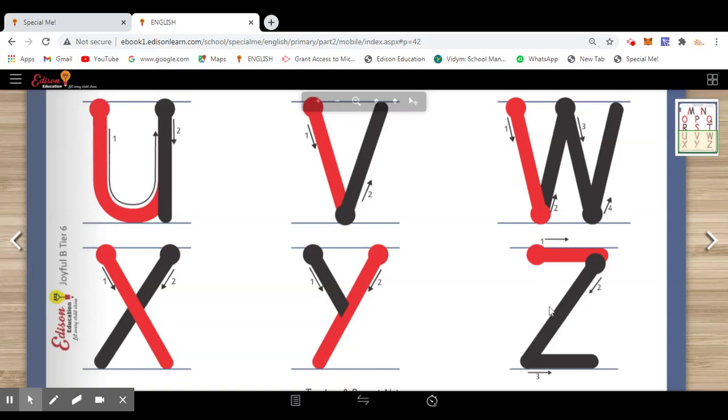Now look at the next letter. Which letter is this? This is uppercase letter Z. This is uppercase letter Z, and Z is the phonic sound of letter Z.